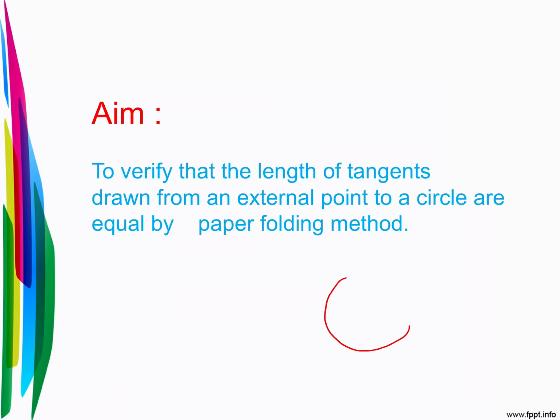If you are given a circle and there is a point P which lies outside the circle, and if I draw tangents to the circle, we all know that from an external point we can draw two tangents to a circle. So if I draw a tangent PA and a tangent PB to a circle, then the length of these two tangents are equal. So we are going to verify this by paper folding method. PA is equal to PB.